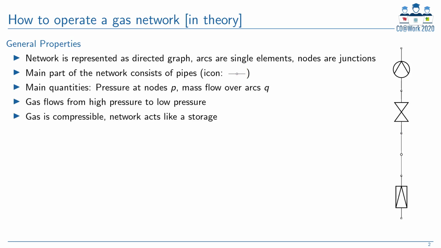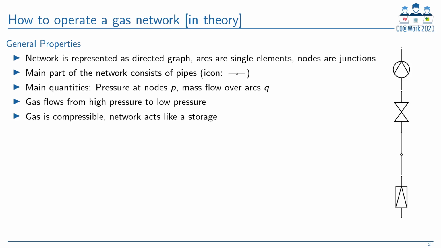The main quantities to describe gas flow in a network are the pressure on the nodes and the mass flow over the arcs. Especially the pressure is important here because the gas flow follows the pressure, so it goes from high pressure to low pressure.